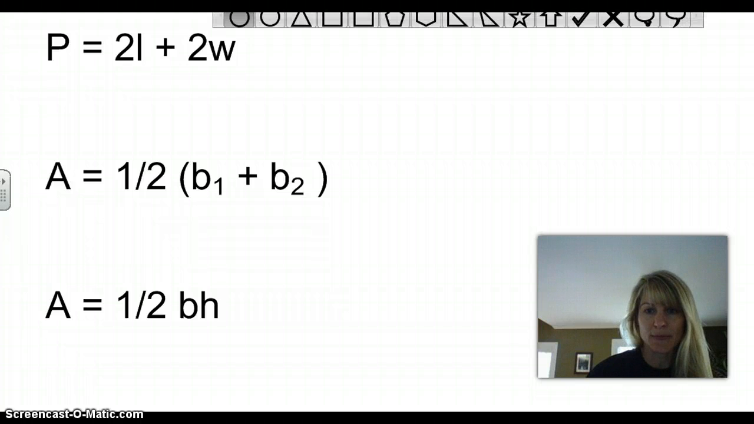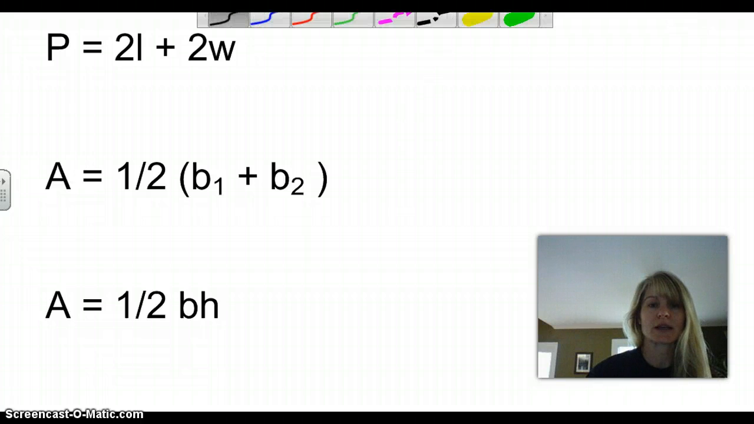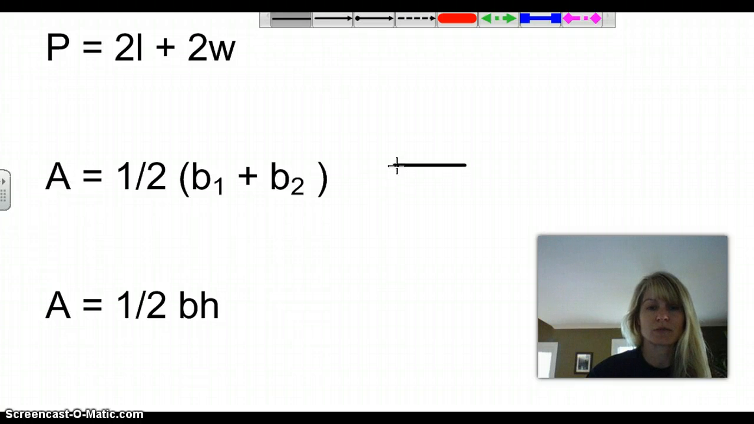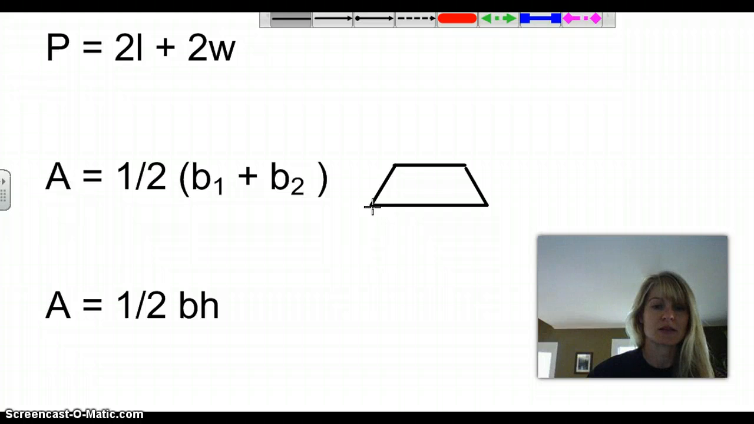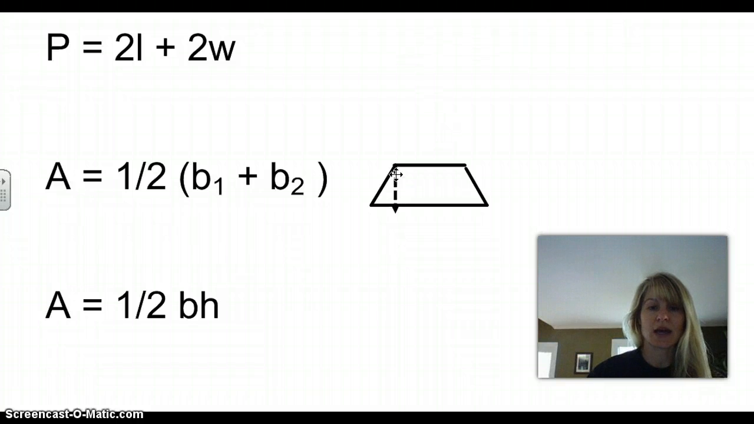trapezoid shape on here, doesn't look like it. If you have a trapezoid, this is going to be bad. I'll try it though. Trapezoids can look different ways, but this is kind of the one you're probably remembering. And the base is where the height meets the base at a right angle, okay? And the height has to be a straight line that's perpendicular.